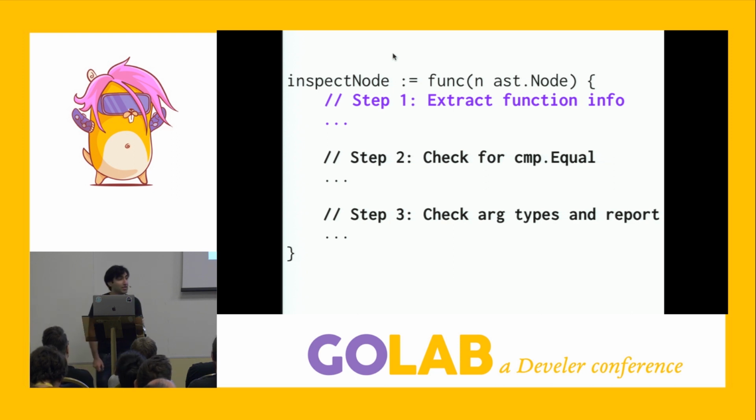We have 3 steps. The first step is that we're going to extract the function information. The second step is we're going to check to see if the function that we're calling is comp equal. And then we're going to see if the argument types aren't the same. And if they aren't the same, then we're going to report a diagnostic to the user. So these are the 3 steps we're going to follow. Let's start with step 1.